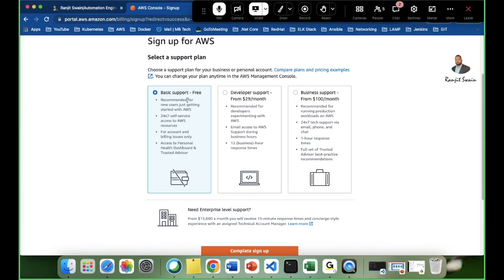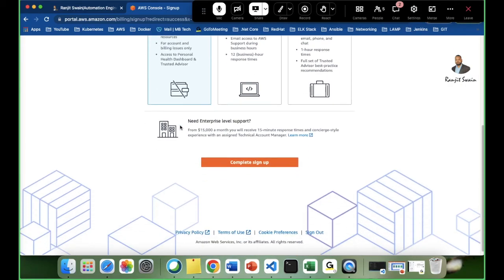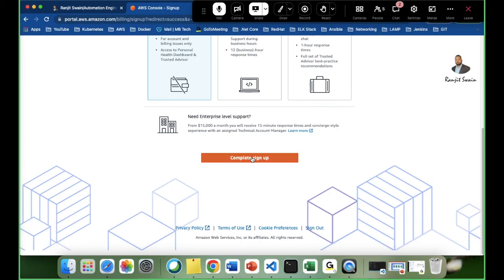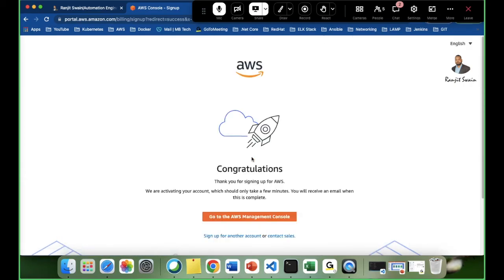Basic support is free. For developer support, they'll charge $29 per month. And if you go for a business account, business support, they'll charge you $100 per month. Okay, I'll go for free. Now, complete sign up. Congratulations. Now, go to the AWS Management Console.